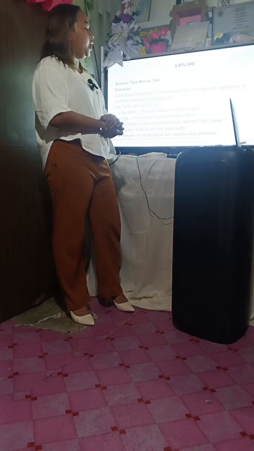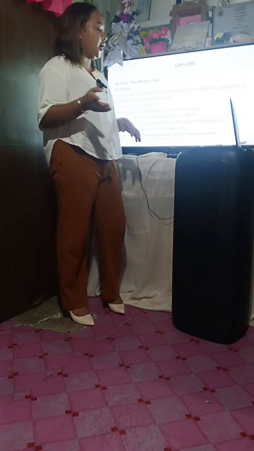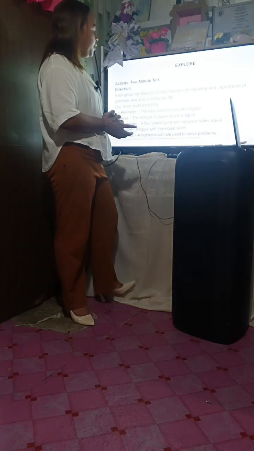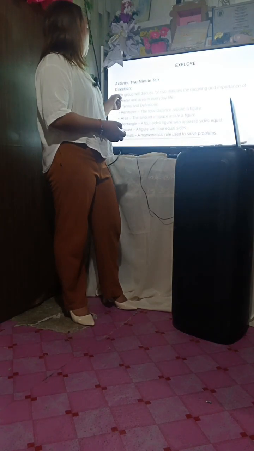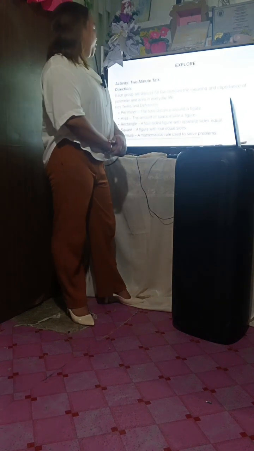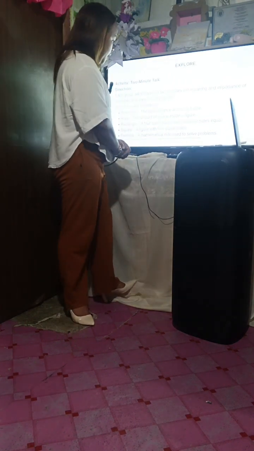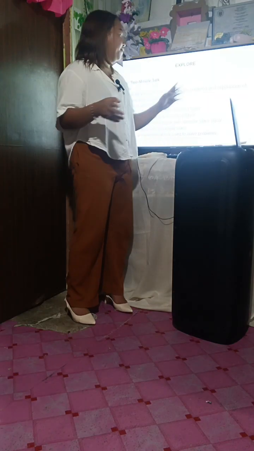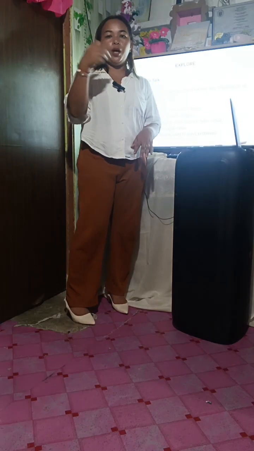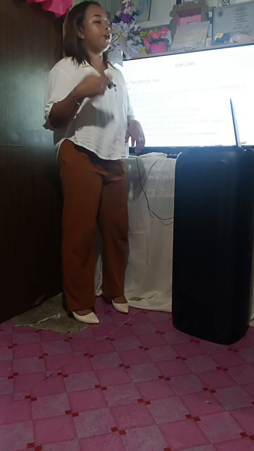This activity will help you discover how perimeter and area are used in our everyday situations. So listen to the directions carefully. We have here a 2-minute talk. The direction is each group will discuss for 2 minutes the meaning and the importance of the perimeter and area in our everyday life. As a group, share your ideas and understanding about these terms. We need to have 5 groups, so you need to count 1 to 5. All number 1 will be group 1, all number 2 will be group 2, and so on.